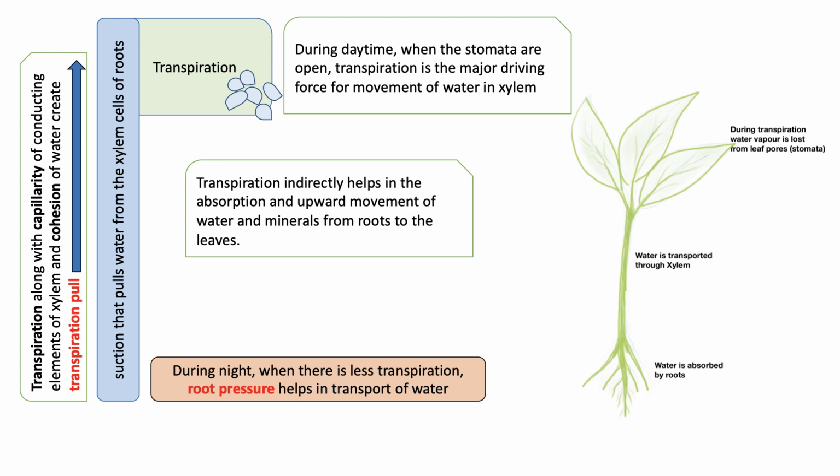During daytime, when the stomata are open, transpiration is the major driving force for movement of water in xylem. Transpiration, along with capillarity of conducting elements of xylem and cohesion of water, create transpiration pull. During night, when there is less transpiration, root pressure helps in transport of water.